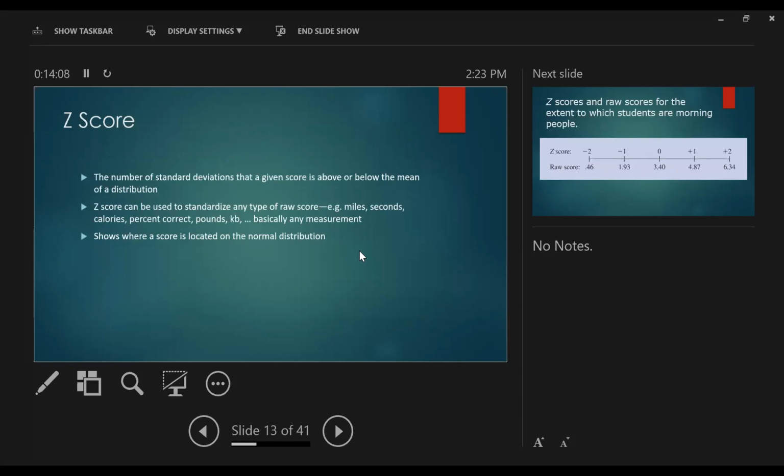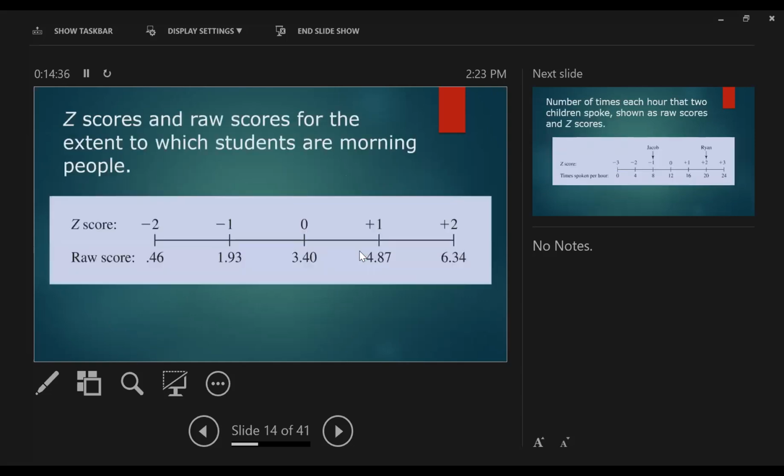So a Z-score talks about the number of standard deviations that a given score is above or below the mean of a distribution. Again, it can be used to standardize any type of raw score: miles, seconds, length, percentage correct, pounds, really any measurement you can think of, we can plug it in on a line and figure it out. And it shows where the score is then located on a normal distribution.